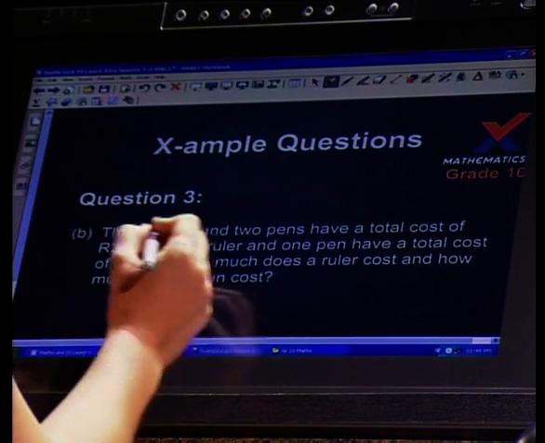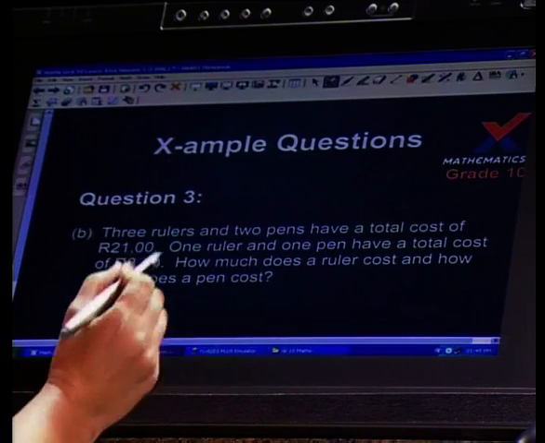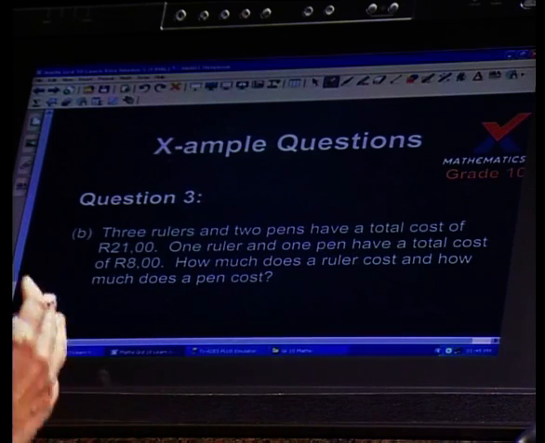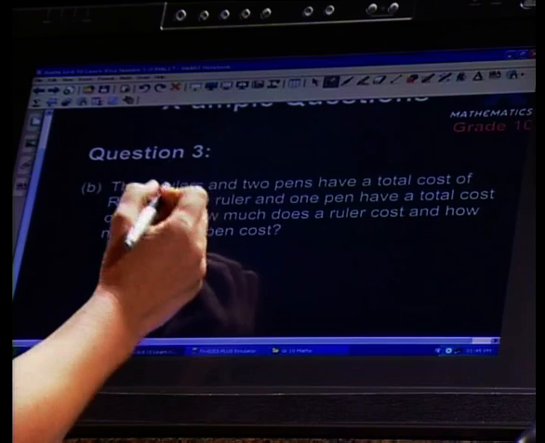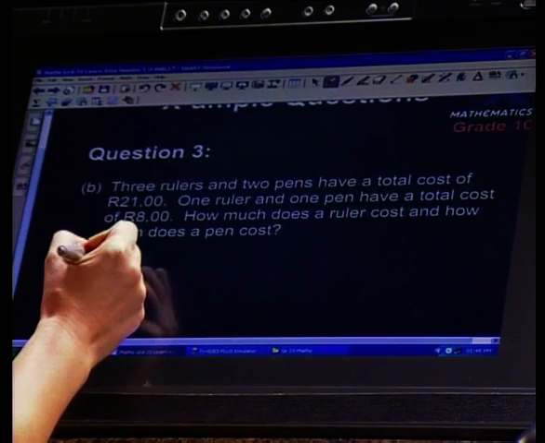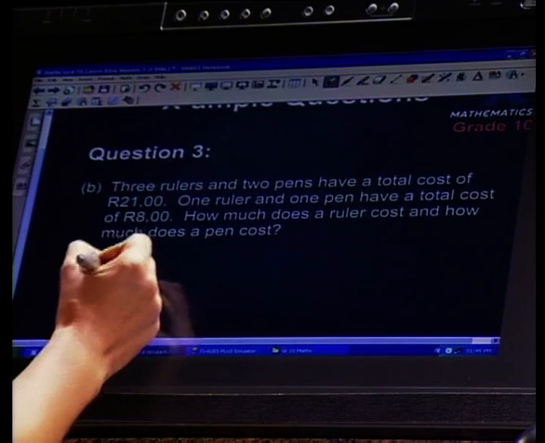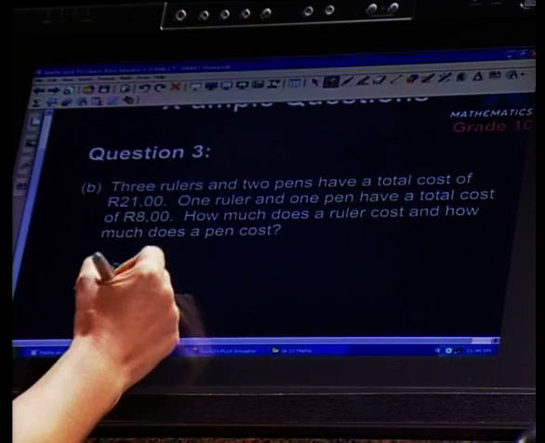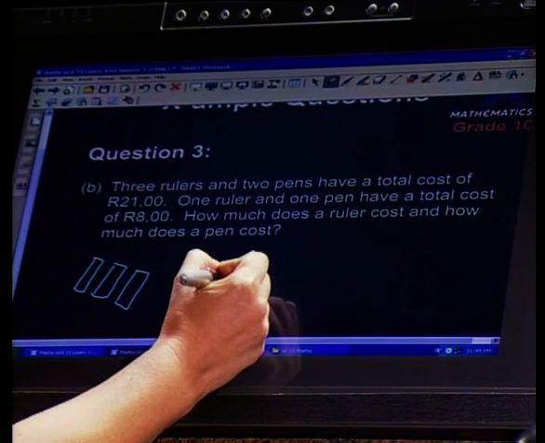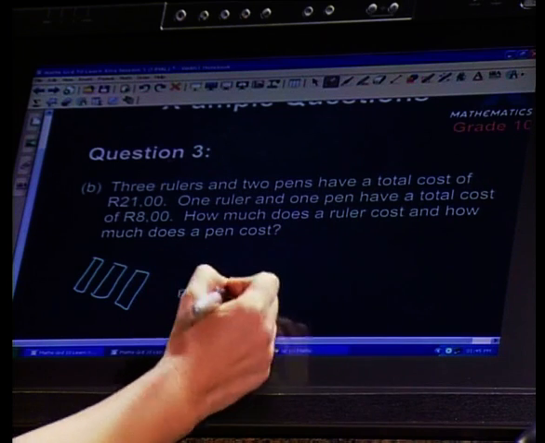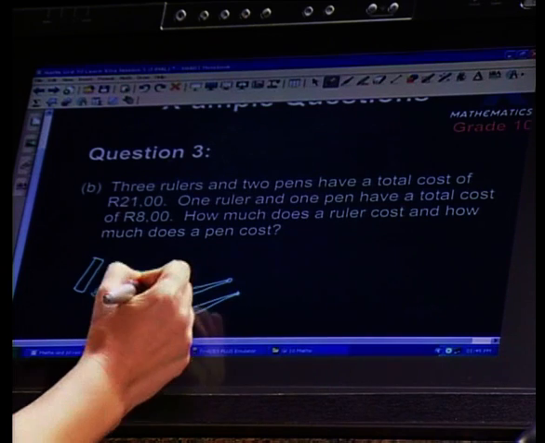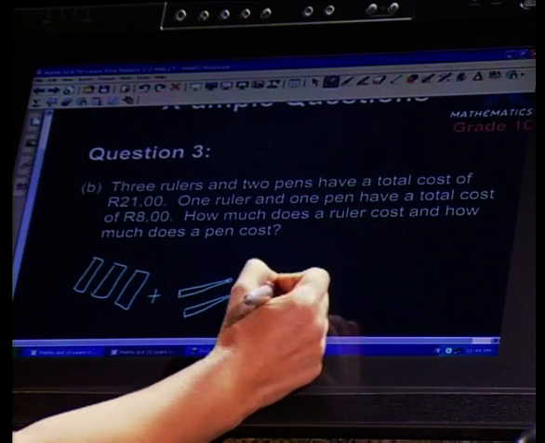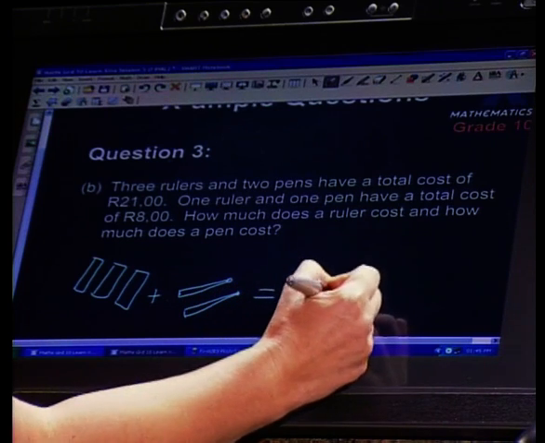The next question talks about rulers and pens, and these questions are usually quite easy because people can relate to them and they can draw the pictures. So when they say 3 rulers and 2 pens, if you want to then go and draw 3 rulers and 2 pens, it's not a great pen, but we'll pretend it looks beautiful. 3 rulers plus 2 pens have a total cost of 21 Rand.